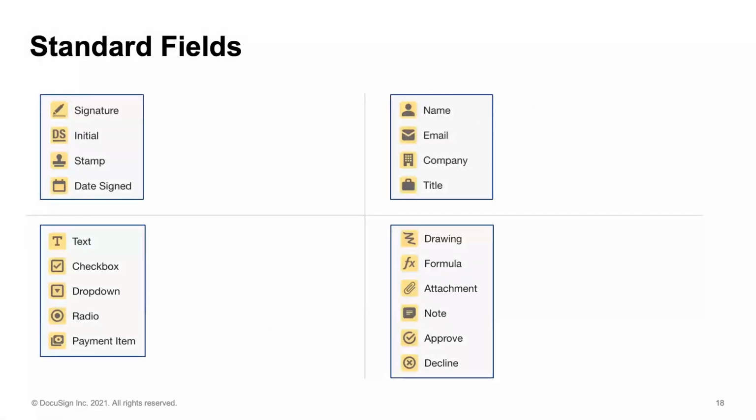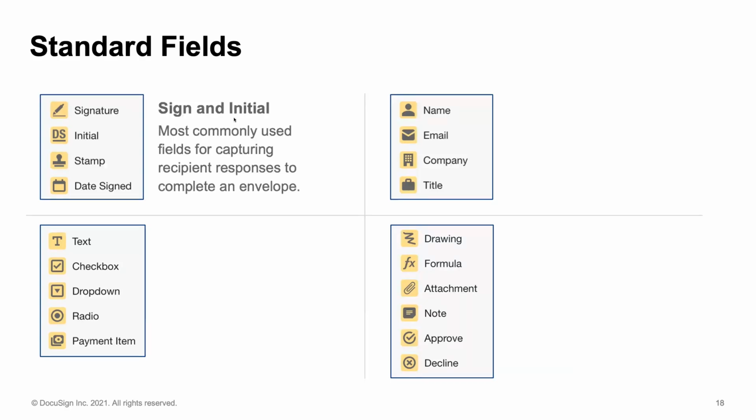So I know we already went through some of these standard fields in DocuSign 101, but just to do a recap of the standard fields that you have available to you, we have the sign and initial fields. So sign is the signature field, which collects signature. Initial will collect someone's initials. Date signed will automatically capture the date of the signature. It'll just populate today's date.